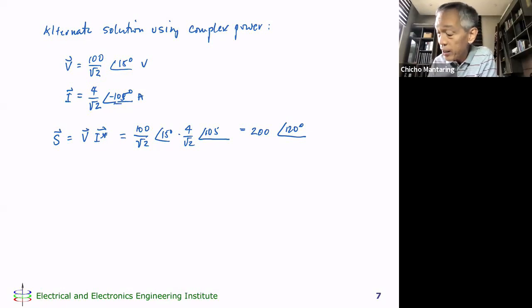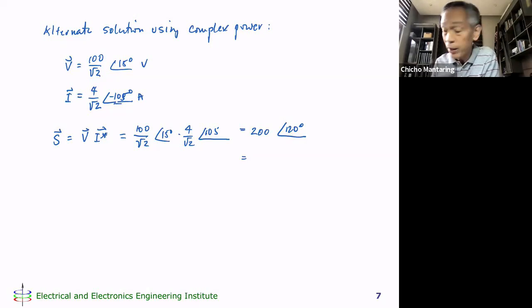Now, if you convert this to rectangular form, how do you do that? Well, it's easy with your calculator. You just enter 200 at angle 120, and then do an operation polar to rectangular. But if you don't have a calculator like that, the real part is 200 cosine 120, and the imaginary part is 200 sine of 120.